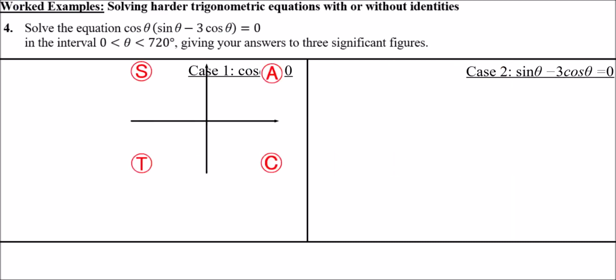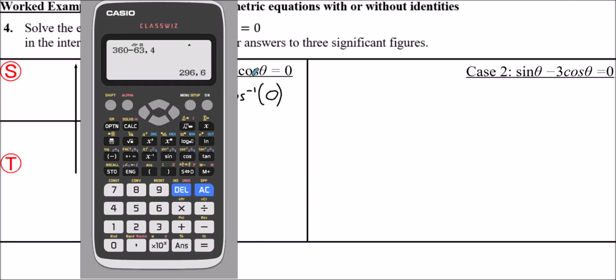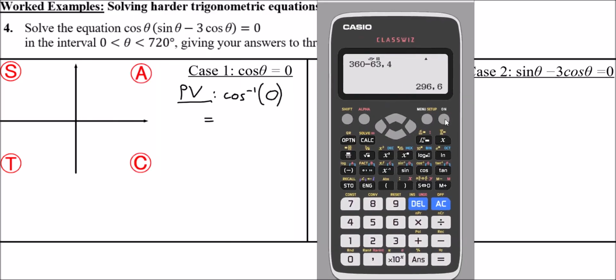Again, we need to work out the principal value. What's the principal value that would give us cos theta equaling 0? We do this by simply doing inverse cos of 0. If you can't picture the graph of cosine, just use the calculator, that's acceptable. Shift cos of 0, we get 90 degrees.